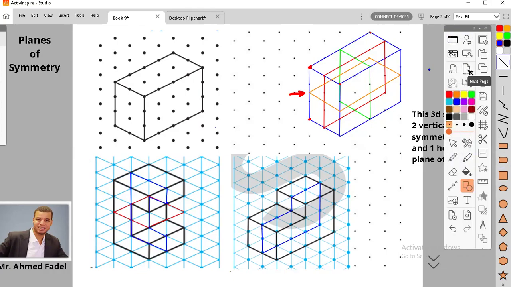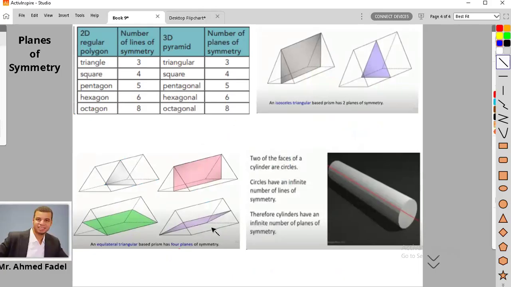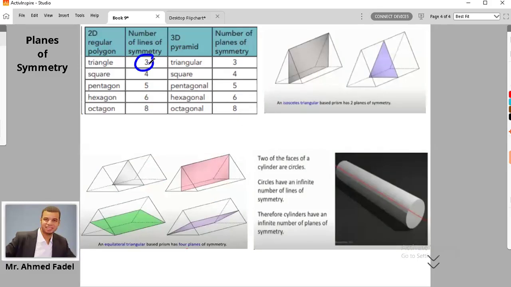What is next? After that, you're going to find that here there are some exceptions. Like what? Like, for example, you need to know a regular polygon. A regular polygon like what? Like a triangle, an equilateral triangle. It has how many lines of symmetry as a 2D shape? Oh, okay. As a 2D shape, it has three lines of symmetry. So the triangular based pyramid has three planes of symmetry. Now we're talking about only pyramids, okay? All right, what about a square? The square as a 2D shape has four lines of symmetry. So a square base pyramid has four planes of symmetry.